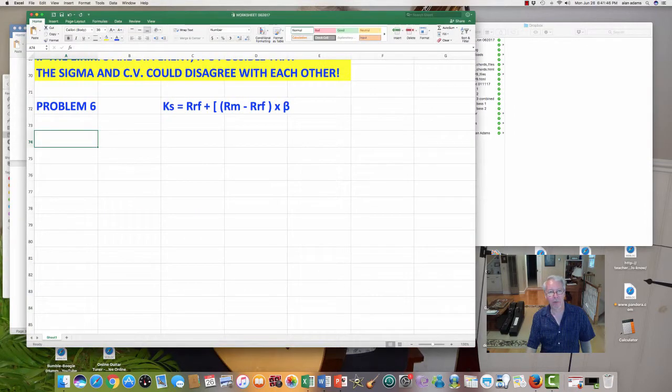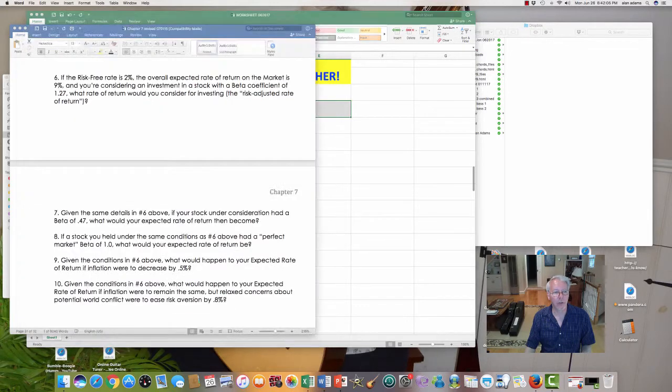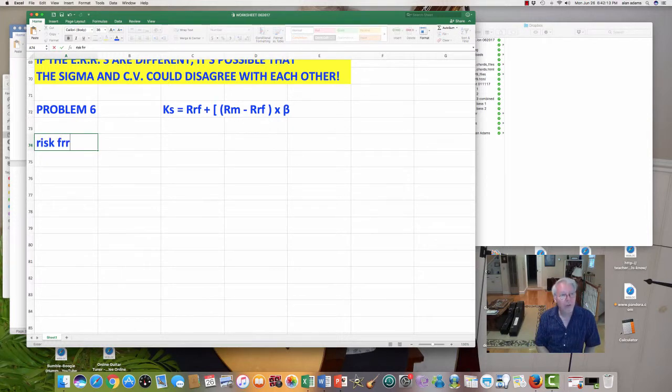Okay, I took the liberty of writing the master formula right up here. K sub S is what we're trying to find, the risk-adjusted rate of return. R sub RF is the risk-free rate, that's the 2% on the T-bill. And the market return, we said, was 9%. And the beta that we're considering for this initial stock is 1.27. It's very simple plug and play. What I'm going to recommend is that you always write in your known data over here.